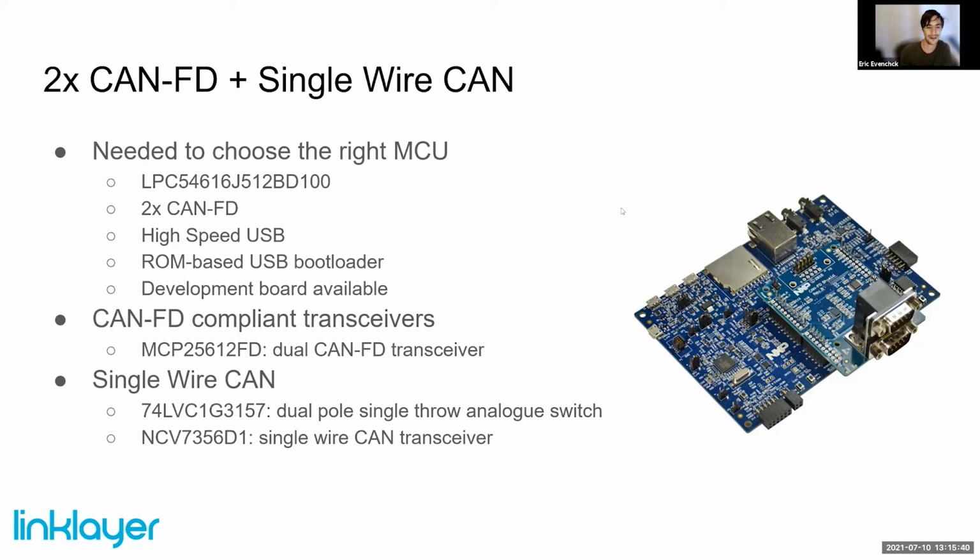And then for single wire CAN, I ended up using some single throw analog switches that would allow the CAN lines to be switched between a high speed CANFD transceiver, the MCP2561, which is a dual CANFD transceiver from Microchip, and this NCV7356, which is the single wire CAN transceiver. So just a simple analog switch that would allow those signals to be flip-flopped back and forth depending on what mode you needed.